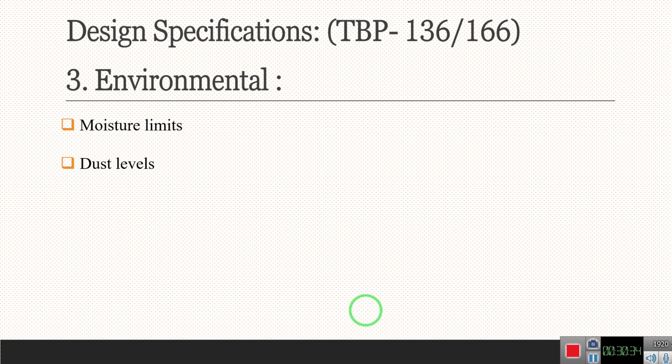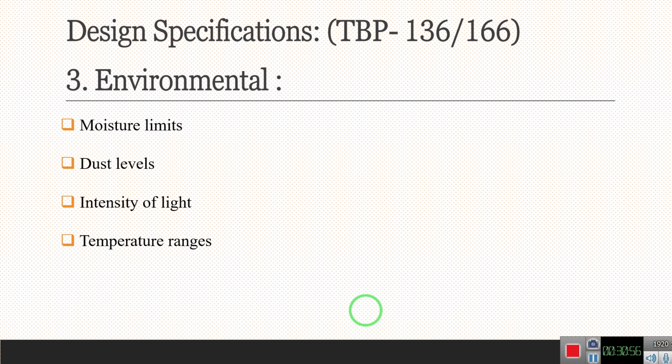And dust levels, the product should not absorb dust. Like mobiles, you are getting moisture free, dust proof, scratch resistant, like that. So environmental: the intensity of light means the light produced by your product should not harm other people in the environment. So this is the intensity of light.